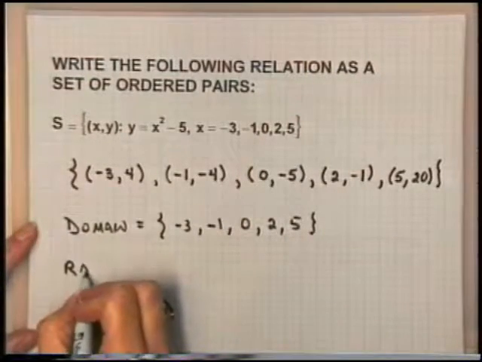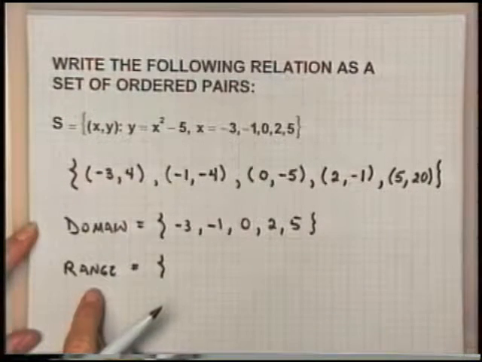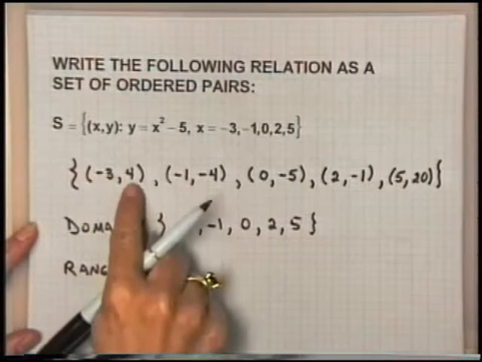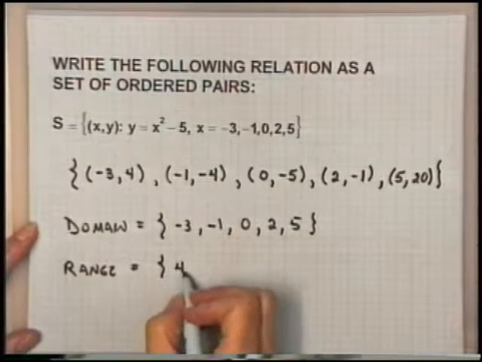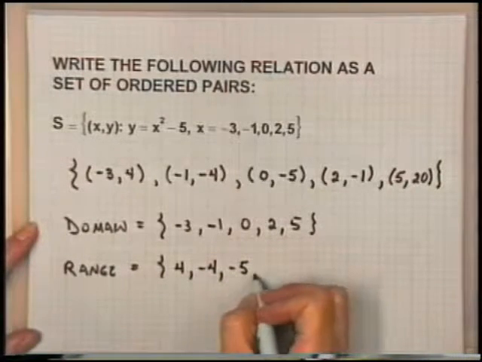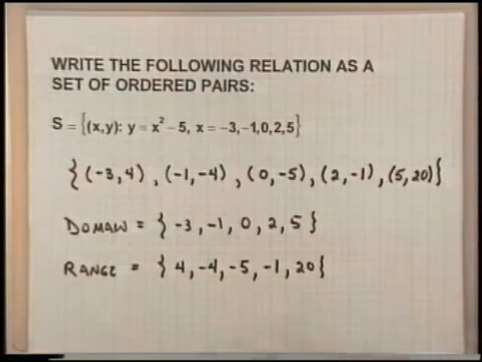Now let's also list the range for this relation. The range, recall, consists of the second coordinates of our relation. So listing our second coordinates, that would be 4, -4, -5, -1, and 20.